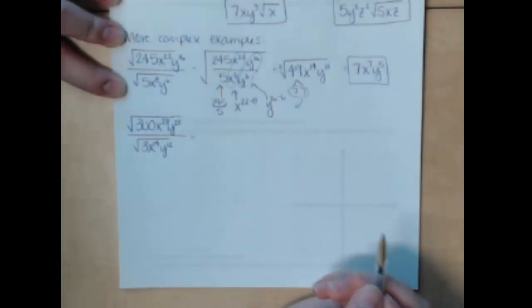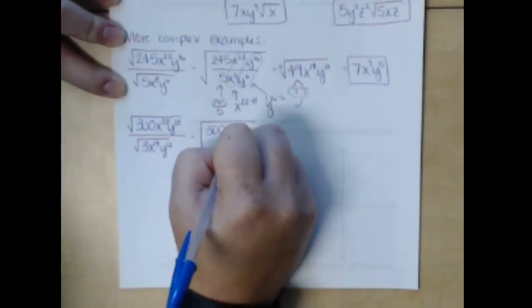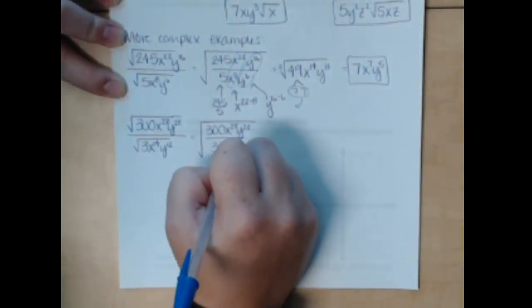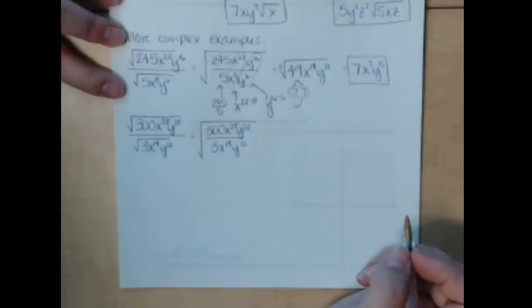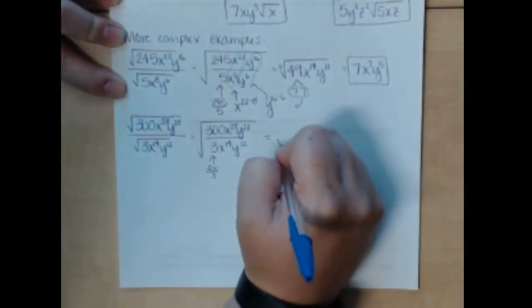Okay. Same idea here. I have a square root on top and a square root on bottom. So instead of doing those square roots individually, I can just move the square root out over the whole problem and write this as 300x to the 28th y to the 28th all over 3x to the 14th y to the 12th. And once I have it written all under one radical, I can go ahead and just reduce it, right? If I do 300 divided by 3, that gives me 100.